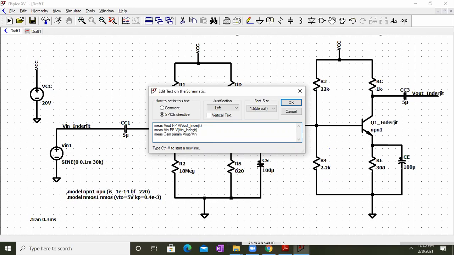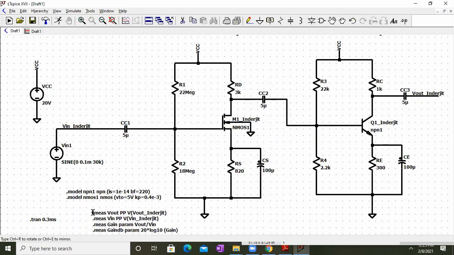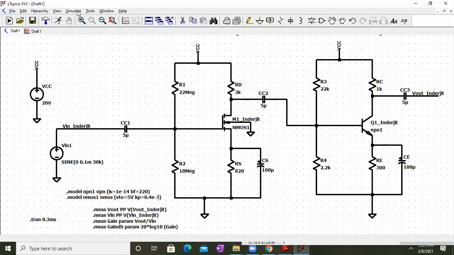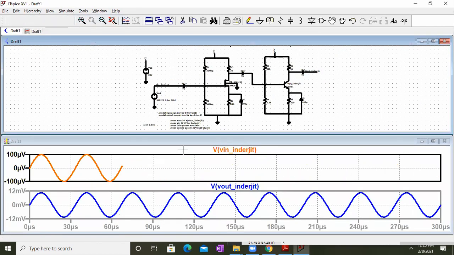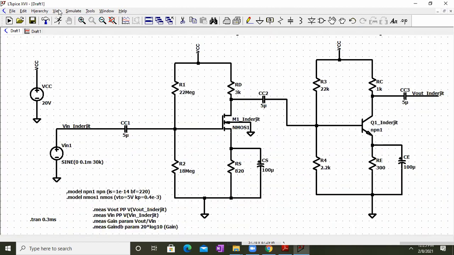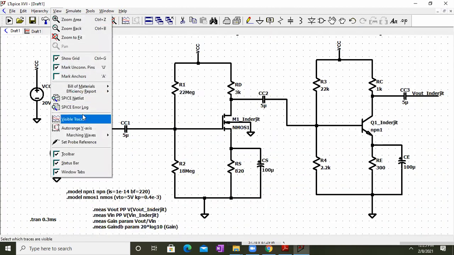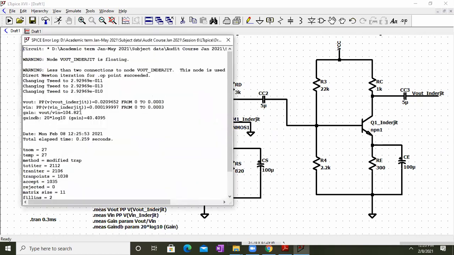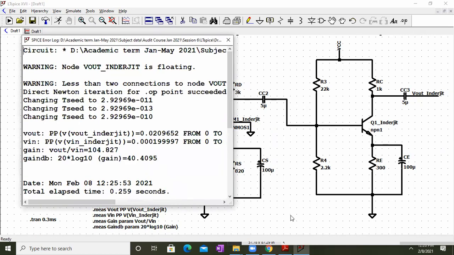And then I also wish to measure the gain in dB. So gain dB will be again param 20 log to the base 10 of gain. This will give me the gain in dB directly. So now if I click on this and run, I'll get the same waveforms, but the results are stored in the spice error log. So I'll go to view and click on the spice error log. Here it is. These are the values which I'm getting.